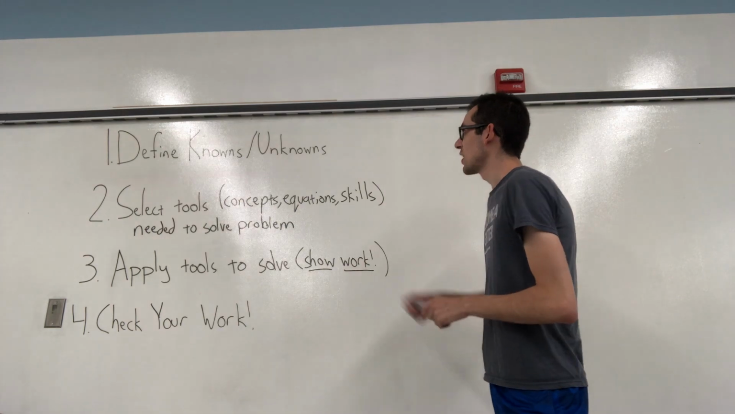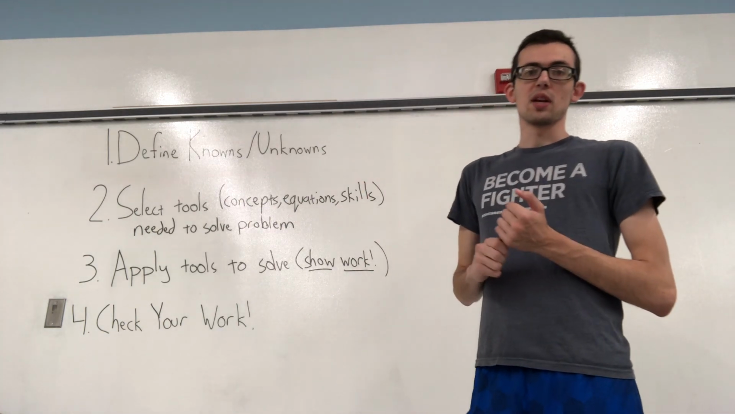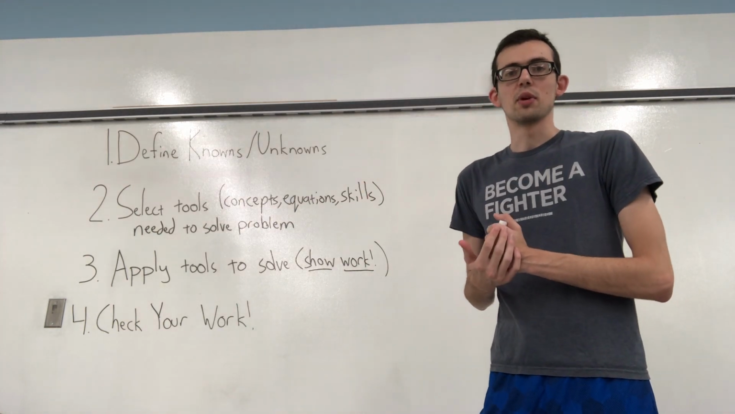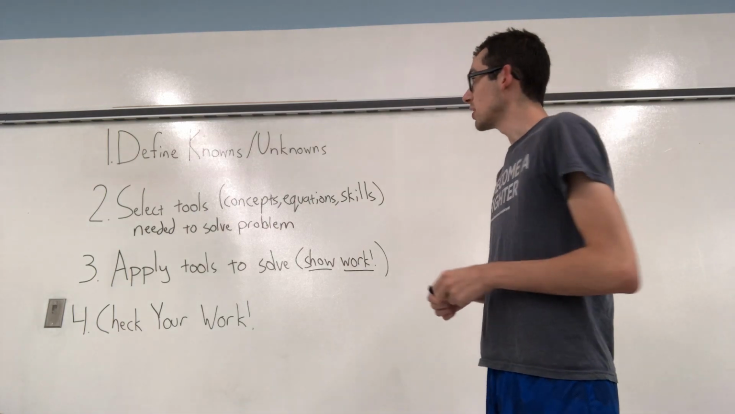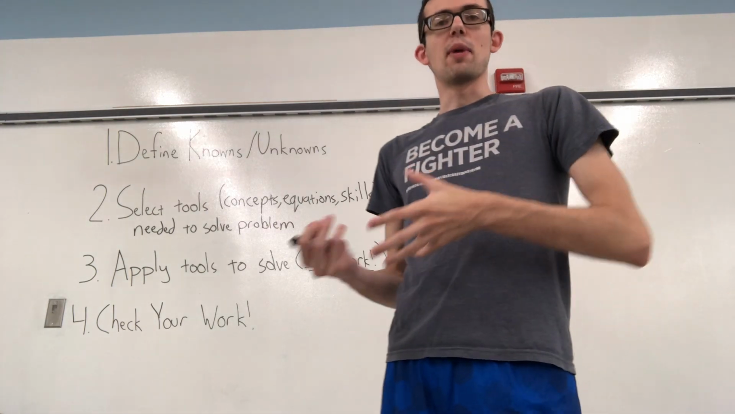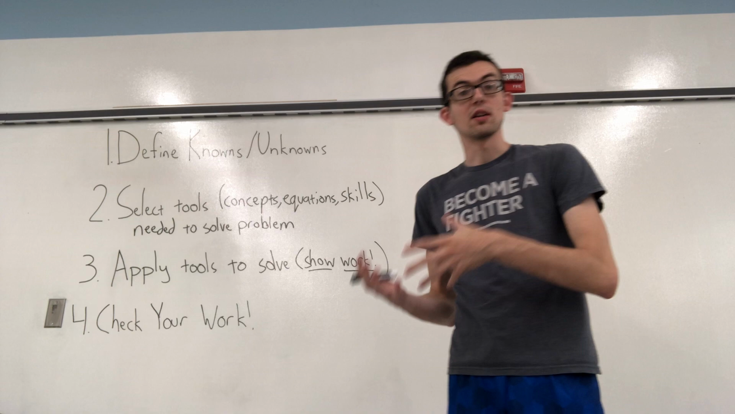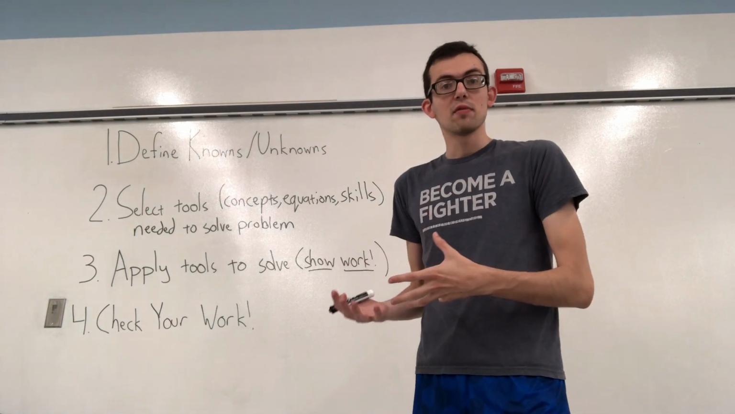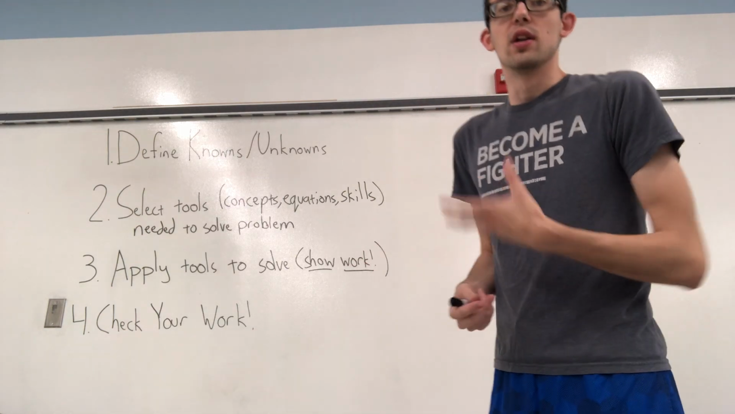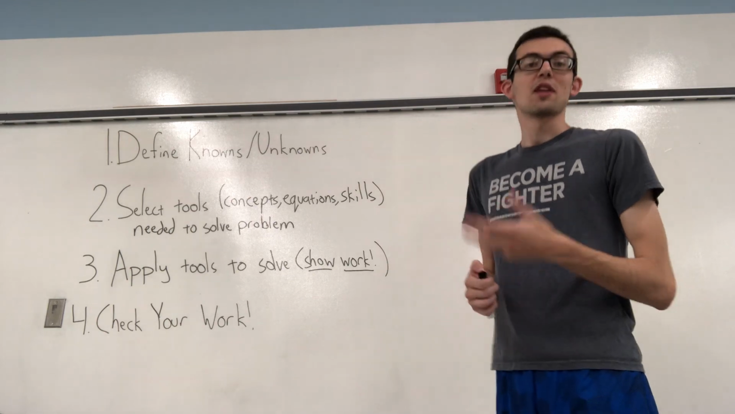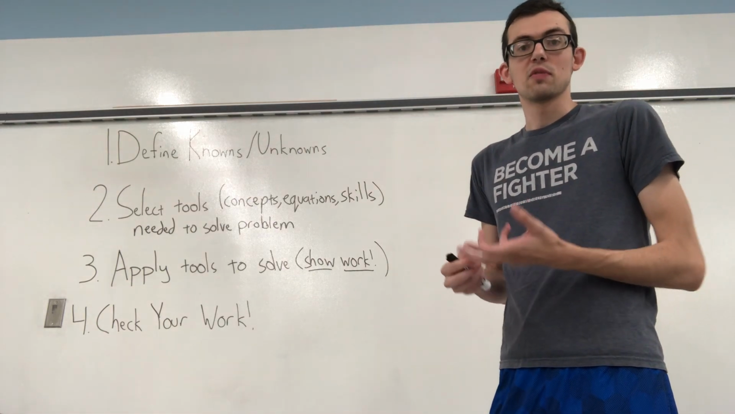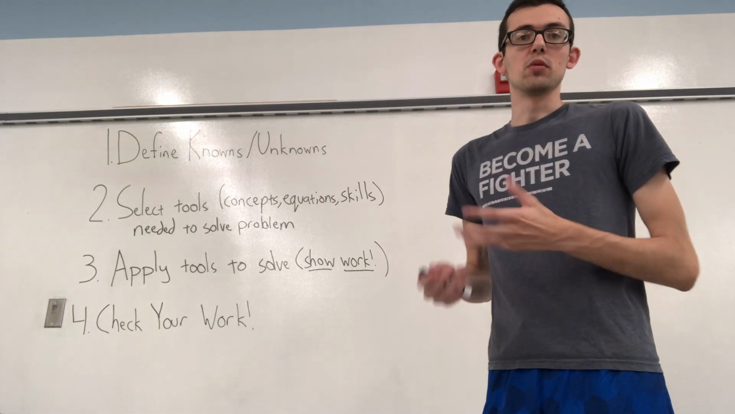So defining knowns and unknowns, we'll go through an example in a little bit and talk about what that means. But defining knowns and unknowns is, what do I know about the problem? What information am I given? What do I already have and am I provided with? And unknowns would be, there's a lot of unknowns usually in a problem, but specifically what you want to know, but you don't know yet.